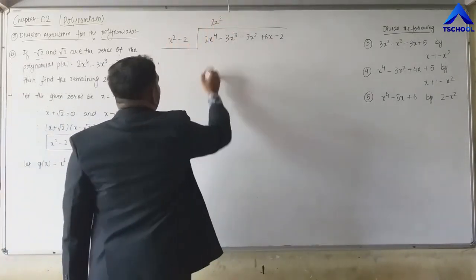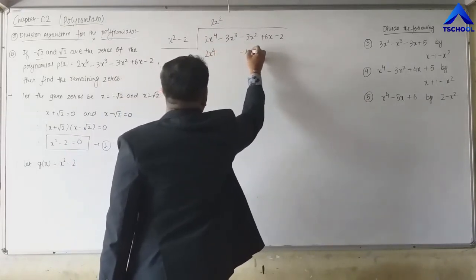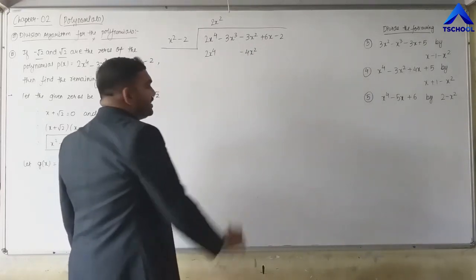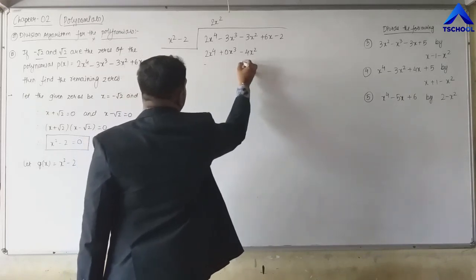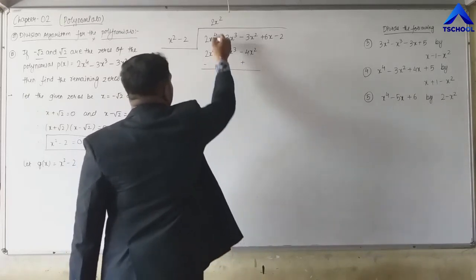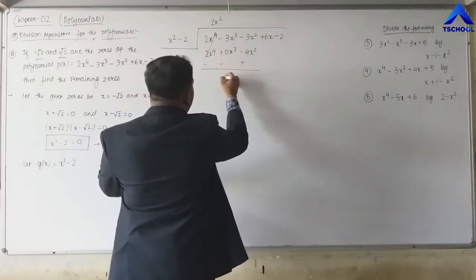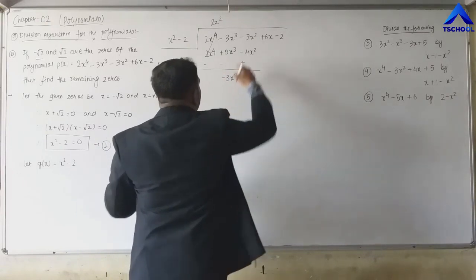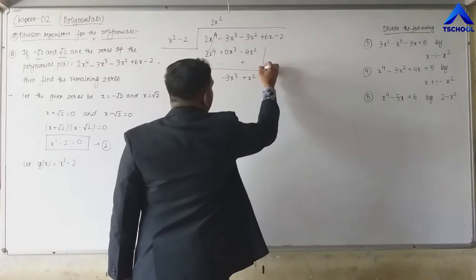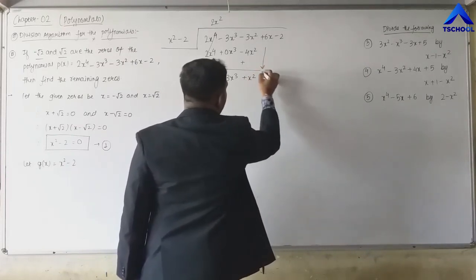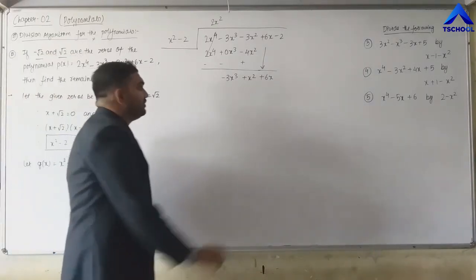First of all, we shall get 2x square, that is 2x raised to 4 minus 4x square. See, this term will be missing here, so in place of that we shall write 0x cube. So we shall eliminate this. 2x raised to 4 and 2x raised to 4 will be cancelled. Minus 3x cube minus 0x cube is minus 3x cube, minus 3x square plus 4x square is plus x square, and this 6x will come down here. So that is minus 3x cube plus x square plus 6x.